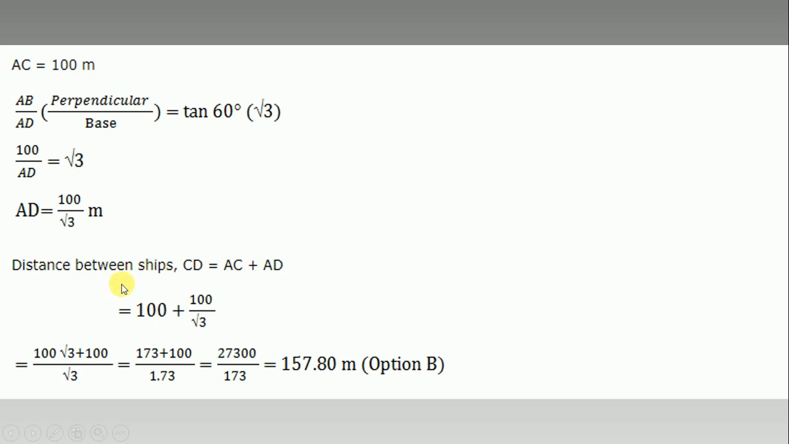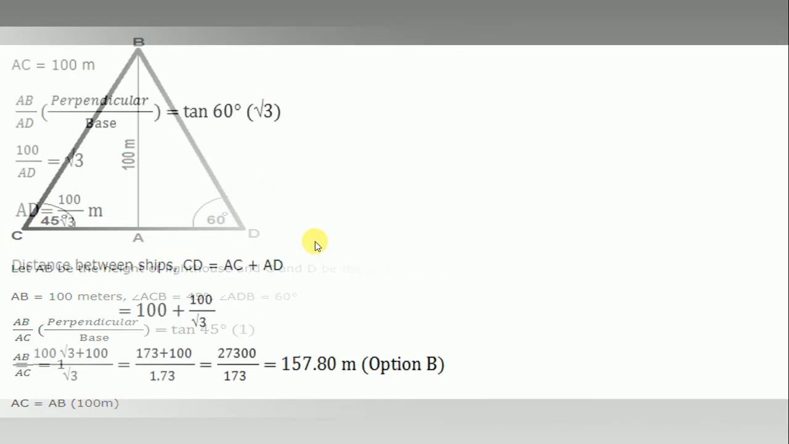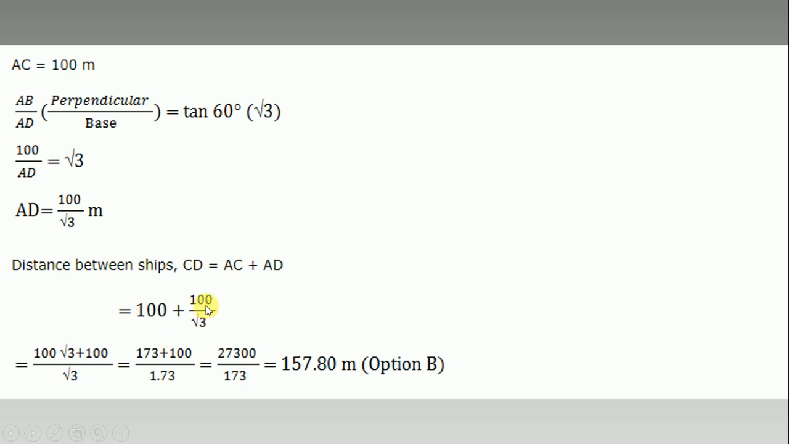So the distance between the ships will be CD, you should watch here, CD is equal to CA plus AD. So CA plus AD is equal to 100 plus 100 by root 3. So it will be your answer, 157. You can solve this calculation yourself. So option B will be correct.